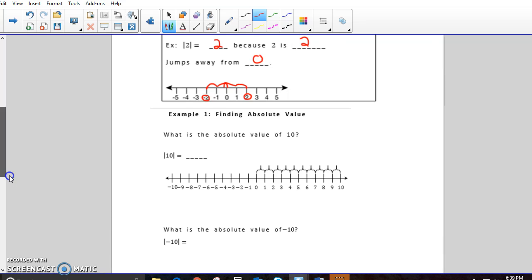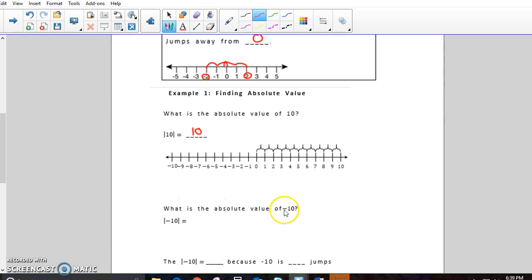So here's an example. What is the absolute value of 10? This right here with these bars is read absolute value of 10, because the bars mean absolute value and it's whatever number is inside. So the absolute value of 10 is 10. This shows why, because 10 is 10 jumps from 0.